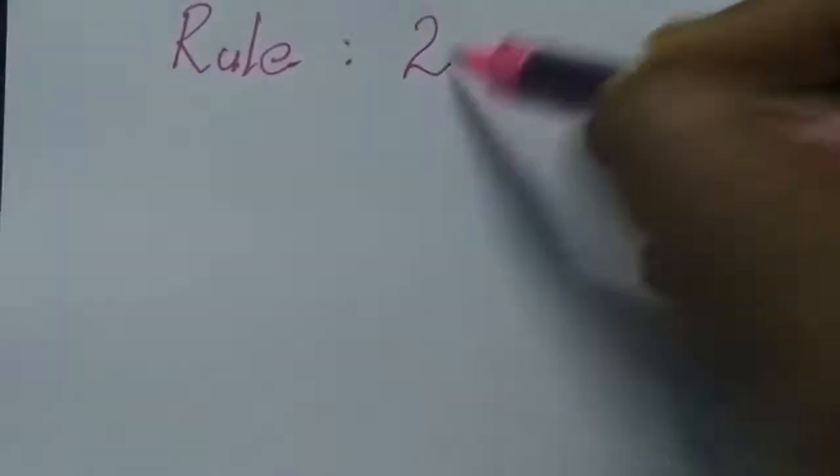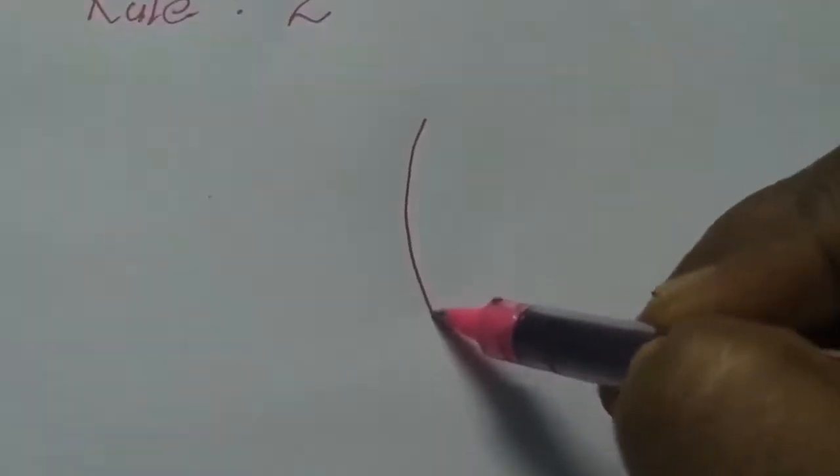Next is rule 2. Again consider a convex lens.